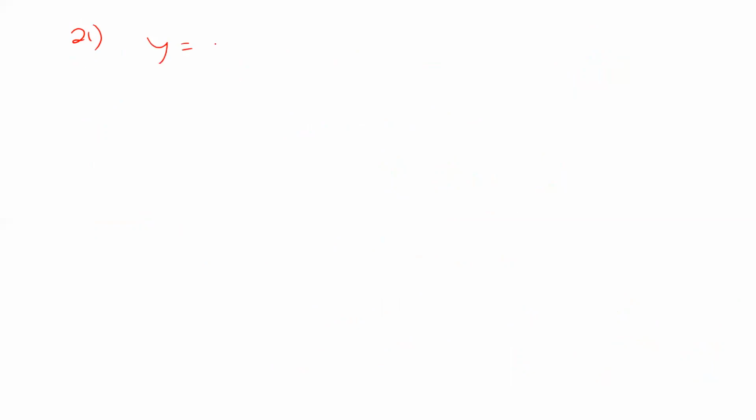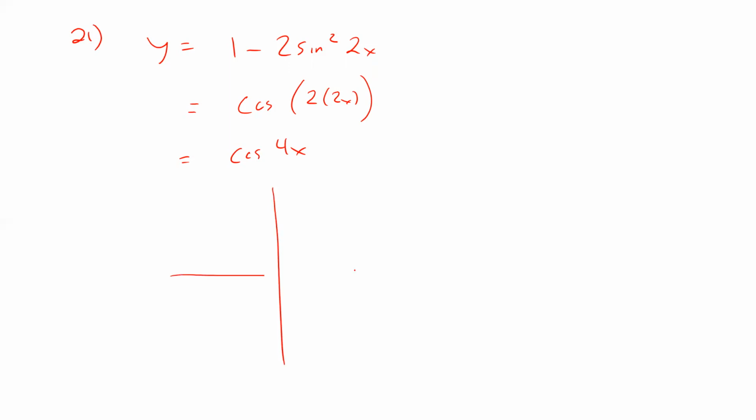Now let's graph this one: 1 minus 2 sine squared 2x. Oh, that's no fun. Very similar to the last one. I know it's going to be cosine, cosine of 2, but it's a 2x. Are we okay there? So it's going to be cosine of 4x. Still graphing from 0 to 2 pi. Oh man, this is going to be going very fast up and down here.